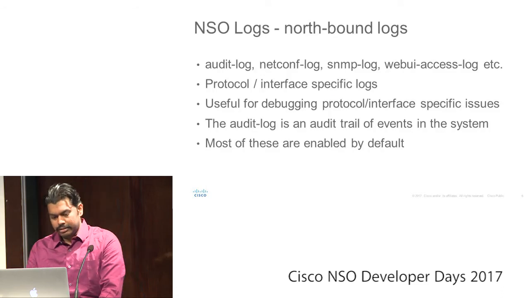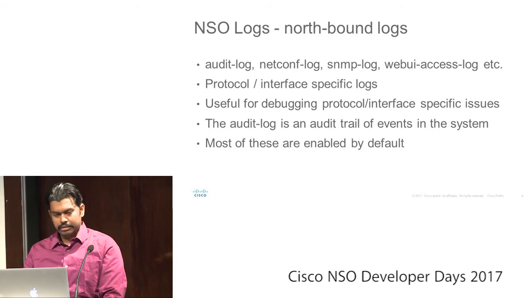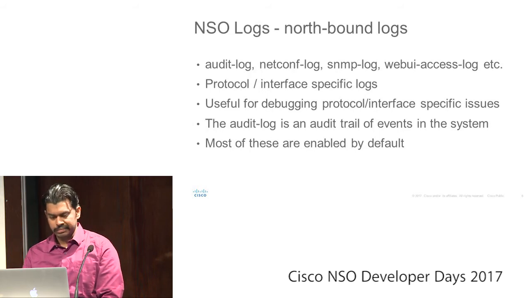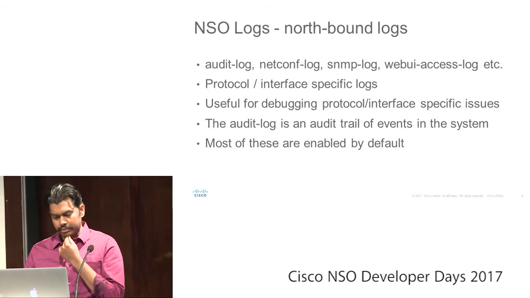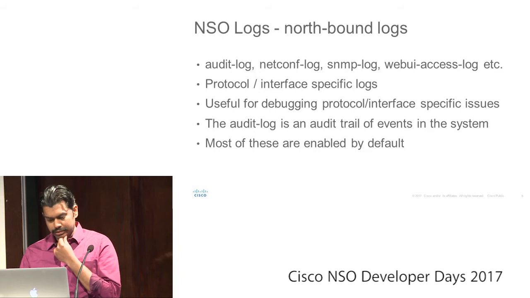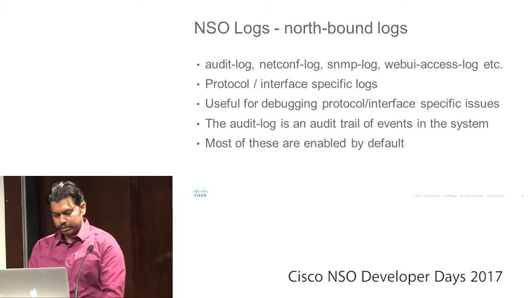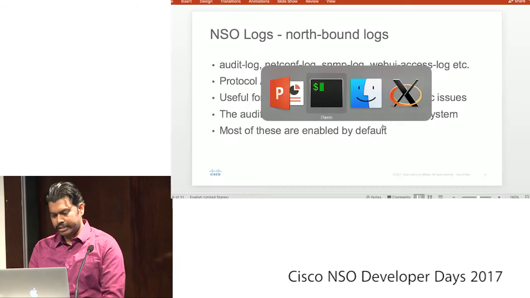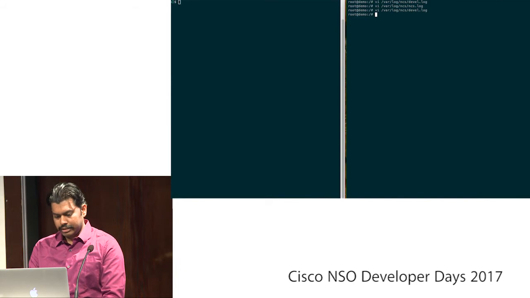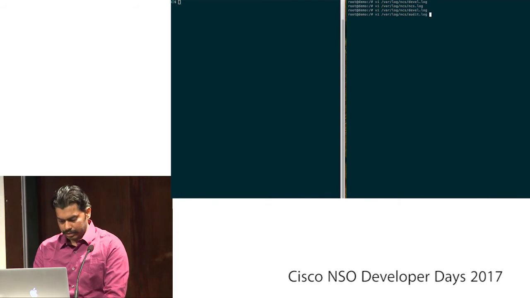And next, we have the northbound logs. These are protocol-specific logs or interface-specific logs, like the netconf log or SNMP log, and WebUI-specific logs, and so on. So obviously, if you have any issue specific to some interface or some protocol, those logs are useful. And the audit log in general is a trail of events in the system. Let's look at the audit log, for example.